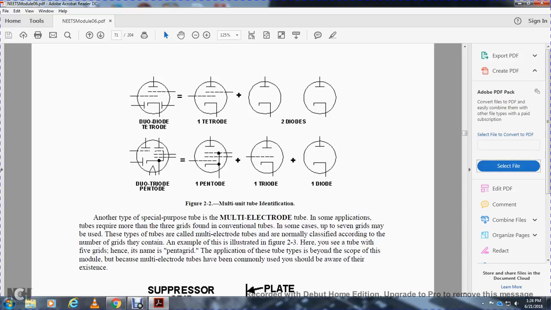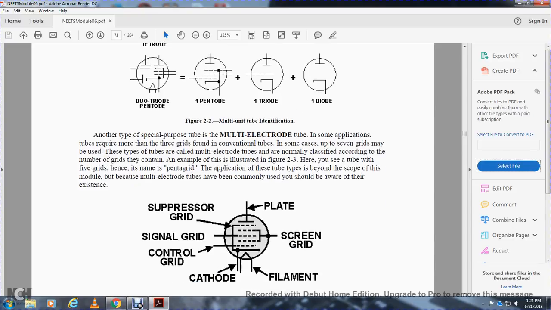one duo triode pentode, one duo triode. Another type of special purpose multiple electrode tube is used in some applications. In some applications, these tubes require more than the three grids found in conventional tubes. In some cases, up to 7 grids may be used.